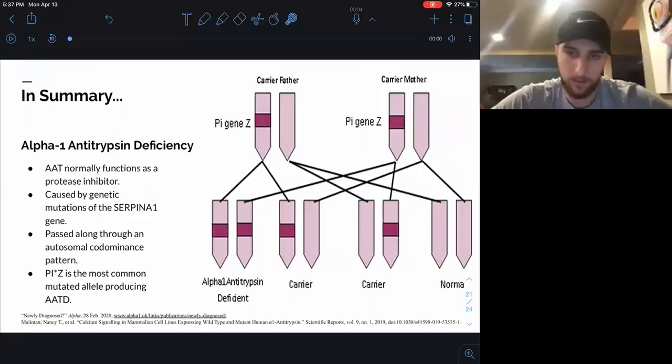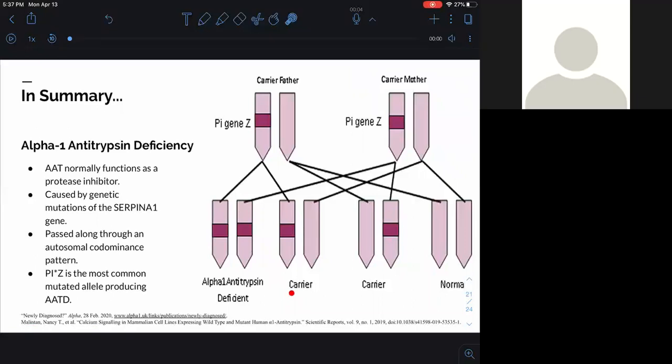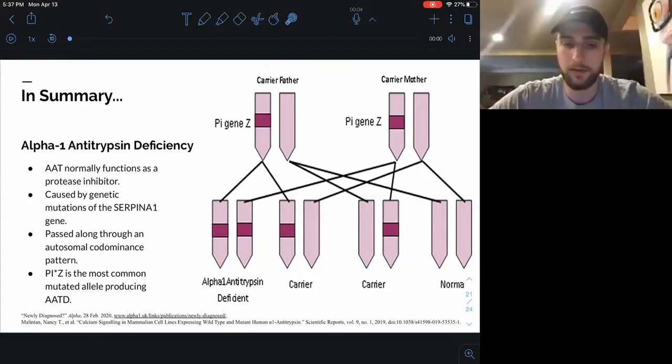Okay, so in summary, AATD occurs due to mutations in the SERPINA1 gene at chromosome 14. This leads to the secretion of mutant AAT proteins, and this is inherited through an autosomal codominant pattern. As shown in this picture right here, as Brittany and Megan both stated before, if both parents are carriers, it leads to 25% of offspring having AATD.